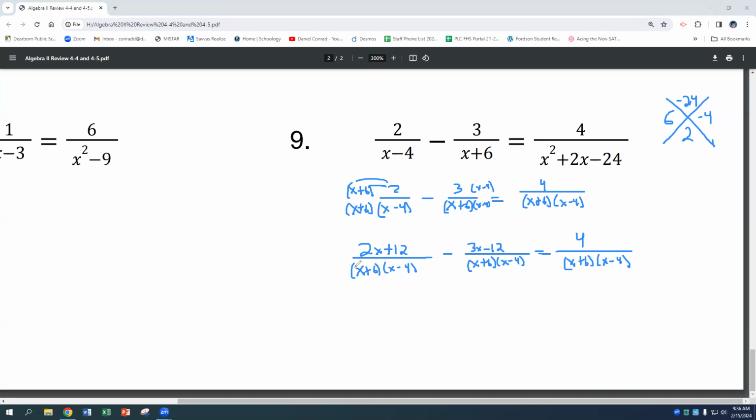All right, I can multiply everything through by x plus 6, x minus 4, so my denominators all cancel. I got to distribute my negative. So 2x minus 3x is negative x. 12 plus 12 is going to be plus 24. And then it's going to equal 4. I'm going to subtract 24 from both sides. So I get negative x equals negative 20. And then when I divide by negative 1, I get x equals positive 20. Okay, and that's it for 5.